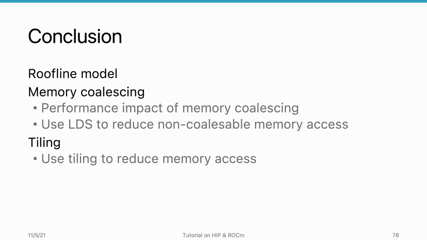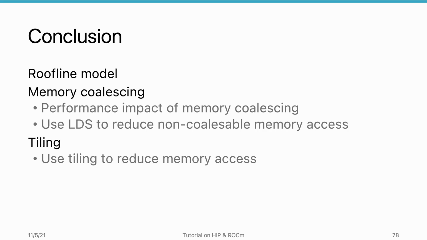And then we focused on memory coalescing. We talked about the performance impact of memory coalescing. We can see the performance can be significantly improved if we convert a non-coalescible memory access to coalescible memory access. And then we used the matrix transpose example to discuss how to use LDS to convert a non-coalescible memory access to coalescible memory access and to improve performance.